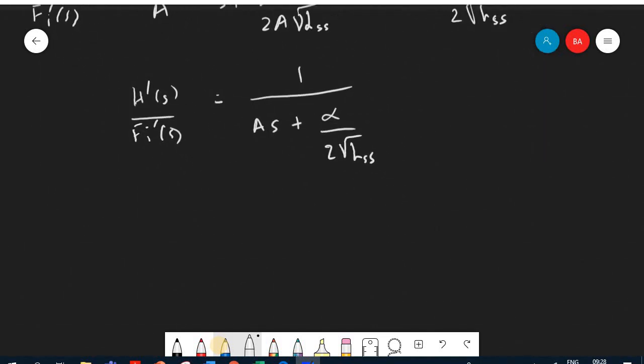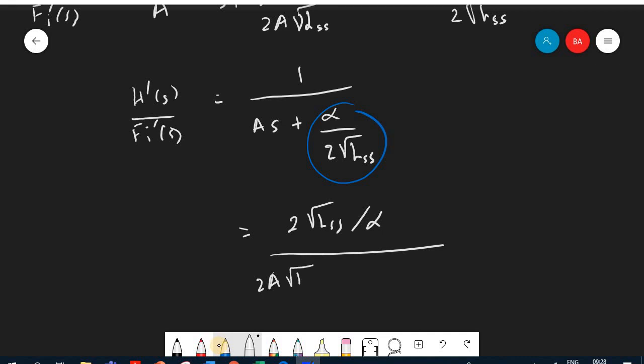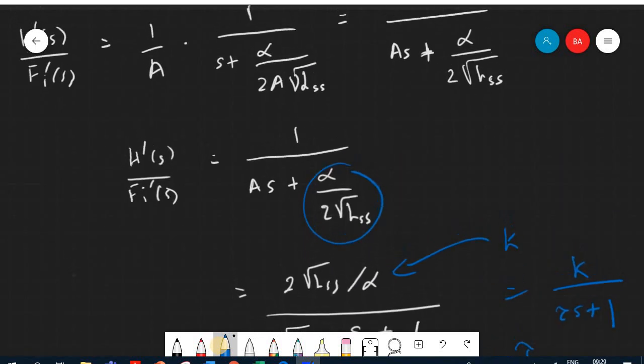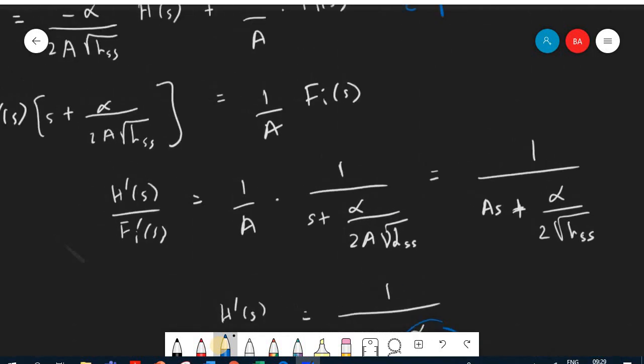And just to put it now in a standard format, I'm going to divide by this term here, and by dividing I'm going to get 2 height at steady state divided by alpha, and here it will be 2A height at steady state divided by alpha, s plus 1. That will be the value of k, the sensitivity, and that will be the value of tau, to have it look like k over tau s plus 1, which is the standard format of a transfer function.